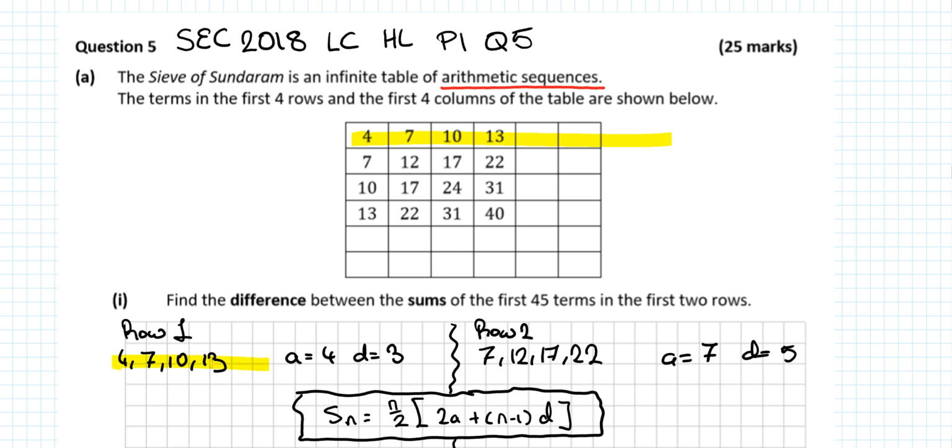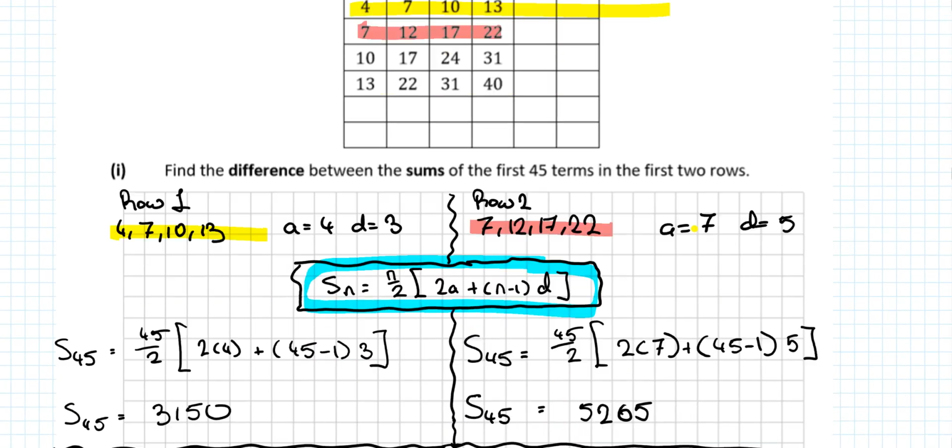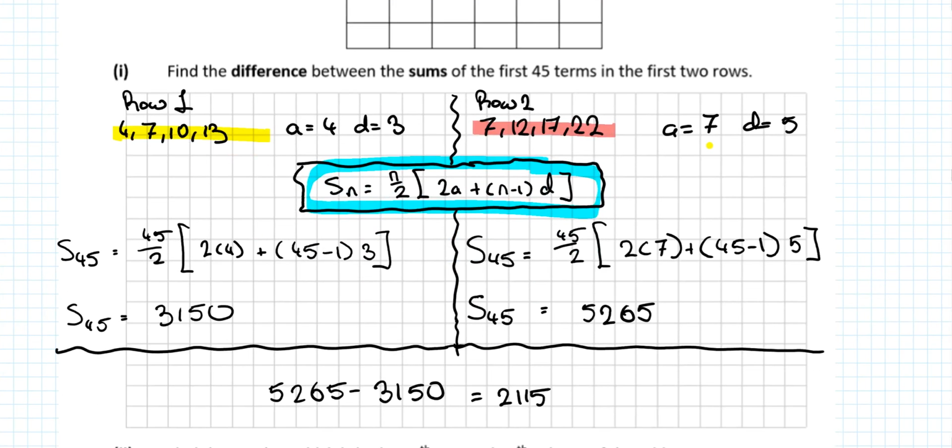So here I've written out row 1, here I've written out row 2, and we know it's an arithmetic sequence, so we're going with the linear sequence as well as another way of describing it. We know all we need is our formula that we've laid out. Our A is our first term, our D is our common difference, and we want the first 45 terms, so N is 45. So it's a fairly straightforward question, this.